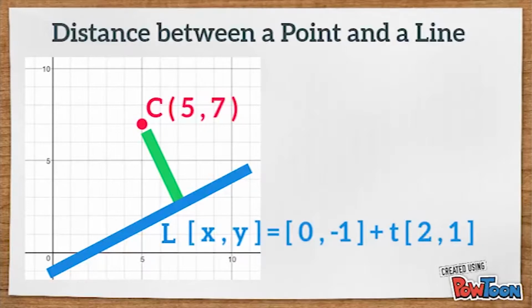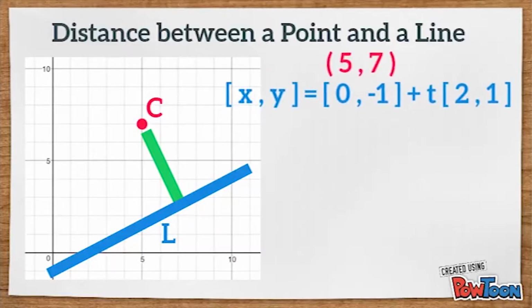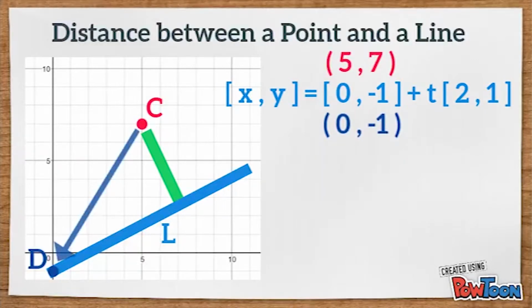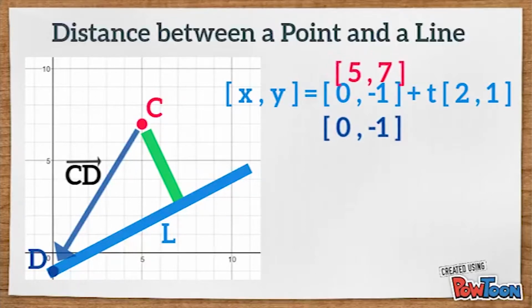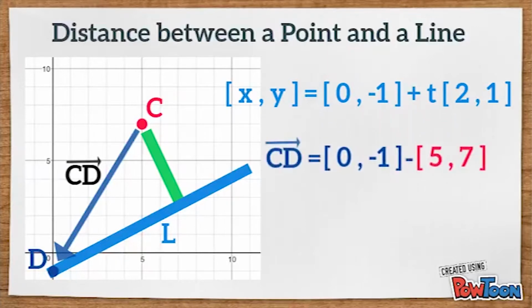In order to calculate the distance between them, firstly, we need to find any one point which lies on the line. From the given vector equation, this information is easy to find. A point on the line is simply (0, -1). Let's call this point D and draw a vector between this point and point C. We can call this CD. Using vector subtraction, we know that vector CD is (-5, -8).